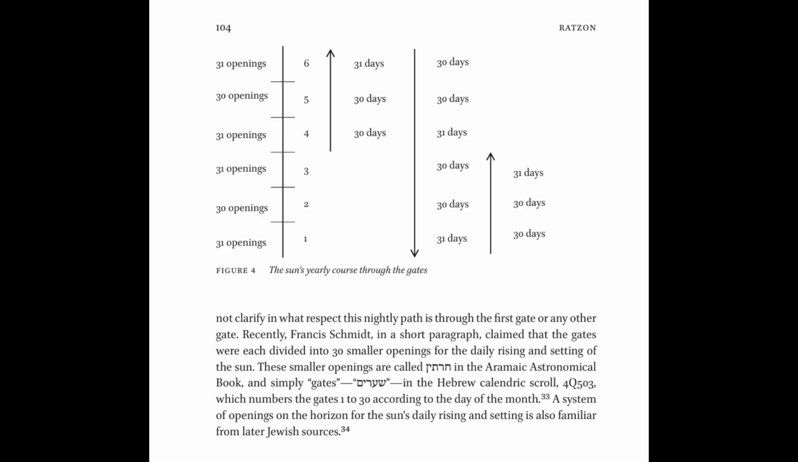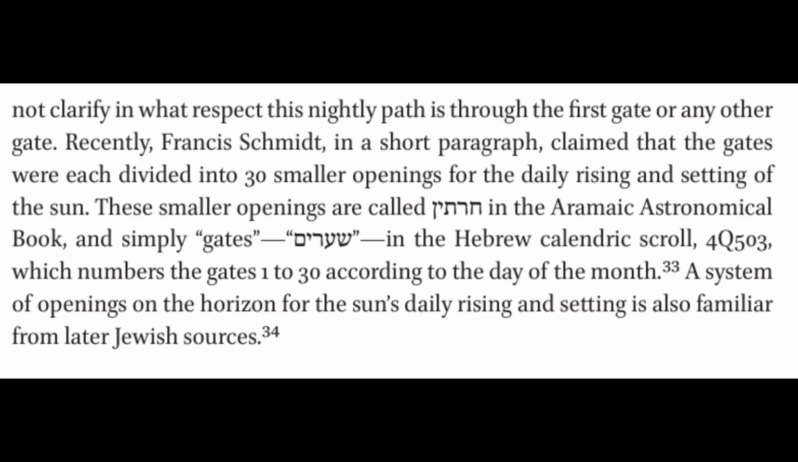In the article, Ratzon explains that each gate in the Enoch calendar system is made up of smaller subdivisions referred to as inlets or openings. I envision these inlets as 30 or 31 distinct slots or grooves along the horizon, individual points through which the sun appears to rise and set each day. These inlets represent the sun's gradual day-by-day progression through each gate during its annual journey.